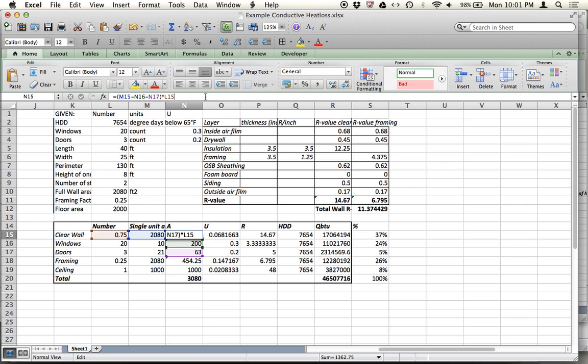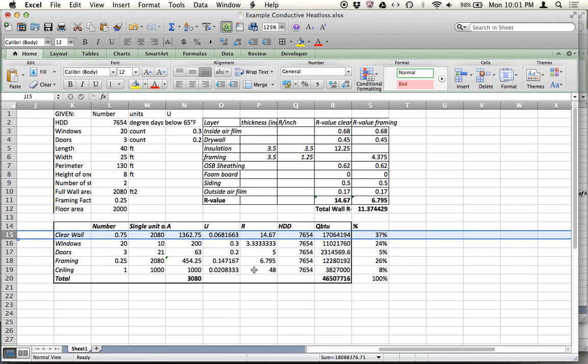So what we do is we create a formula that, you can see, takes the single unit area, the full wall, minus, so that's M15, so that minus the doors, minus the windows, that new number, that's inside parentheses, times the framing factor, which is the portion of that area of the wall without any framing in it. That's the one we're interested in for this particular line as we go across this way.